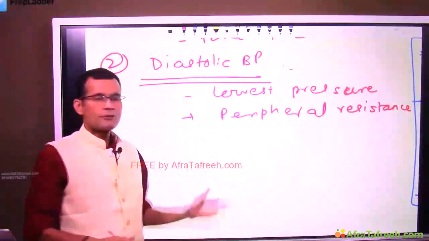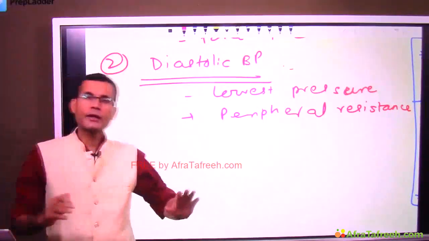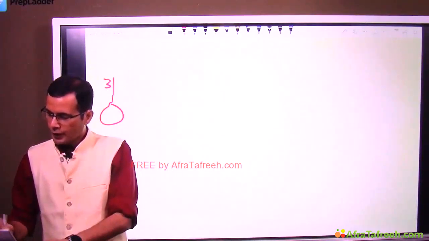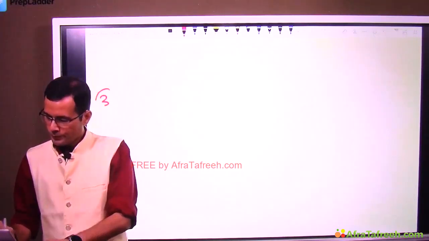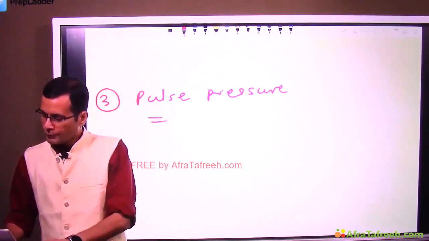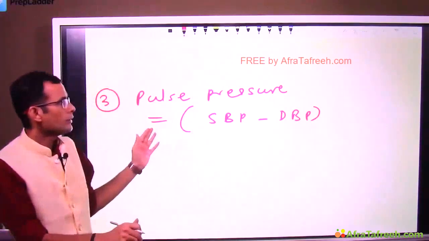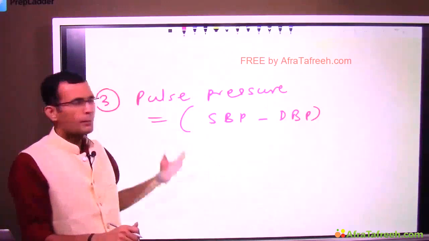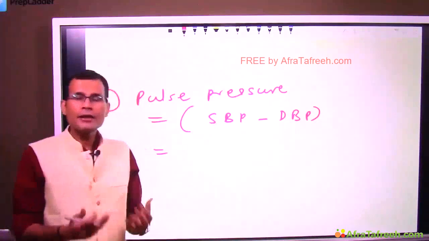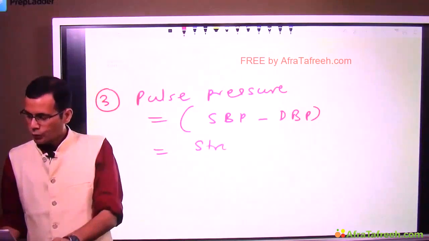Alright, so we've seen two types of pressures which exist in the body. Now we will see the two which are calculated from these two. So next is pulse pressure. Pulse pressure is the difference between systolic blood pressure and the diastolic blood pressure. Systolic BP minus the diastolic BP is the pulse pressure. The difference between the two. And it is indicative of what? Pulse pressure indicates stroke volume.